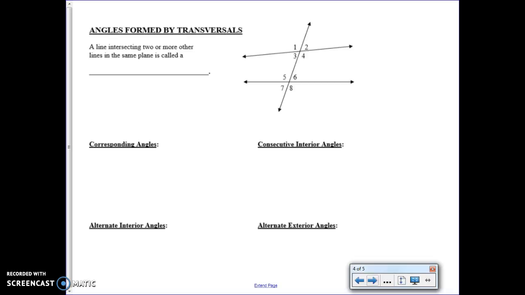Okay, angles formed by transversals. Transversal is a new term for us. It's a line that intersects two or more other lines in the same plane. So in this case, our line that's intersecting two or more lines is right here.